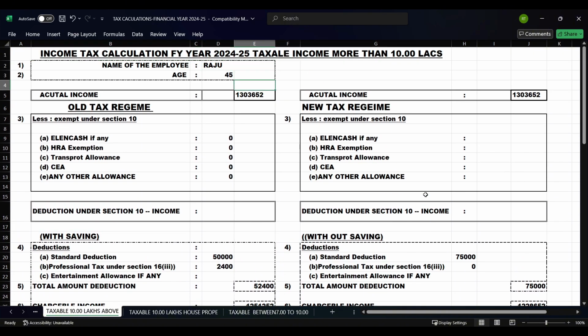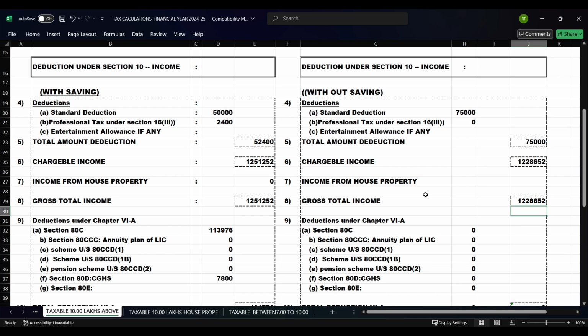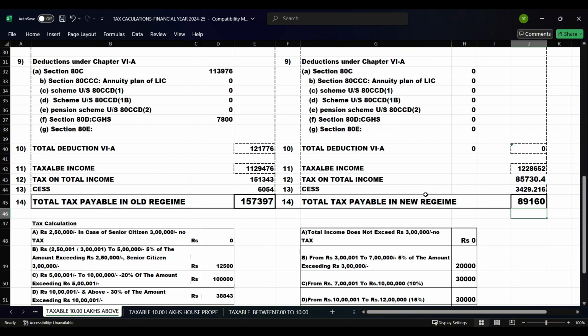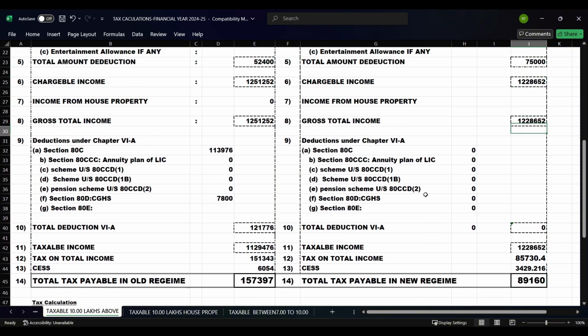Now we'll see the new tax regime. Same income, standard deduction 75,000, and the gross total income will be 12,28,652. There are no savings as per the new tax regime, and as per the calculation he has to pay 89,160. Here, compared to the old tax regime, the new tax regime is beneficial. Clearly, the new tax regime will be beneficial.